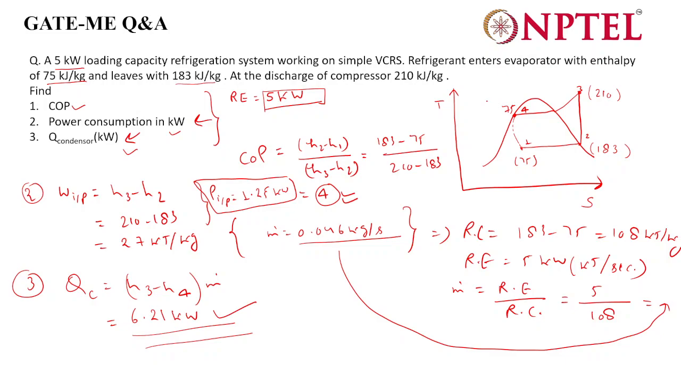First, only one thing is required. You need to have the clarity of the VCRS cycle only. What are the first 1, 2, 3, 4? After that, I think everything is given here. Just simply you have to calculate. So 1 is the entry to the evaporator, 2 is the exit of evaporator and entry to the compressor, 3 is the exit of compressor and entry to the condenser, and 4 is the exit of condenser and entry to the expansion valve. So these 4 terms should be very clear.